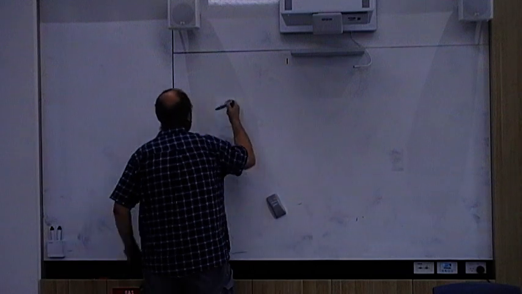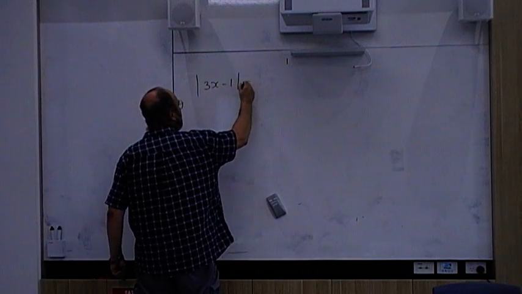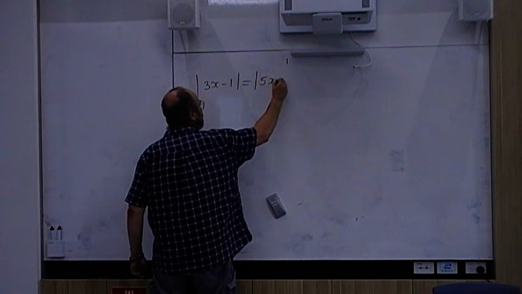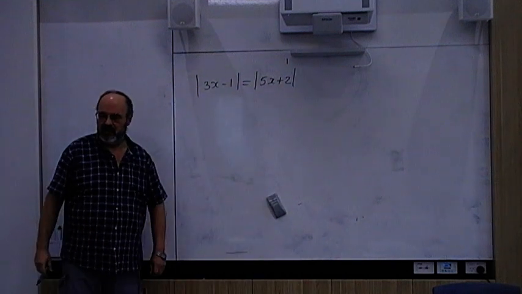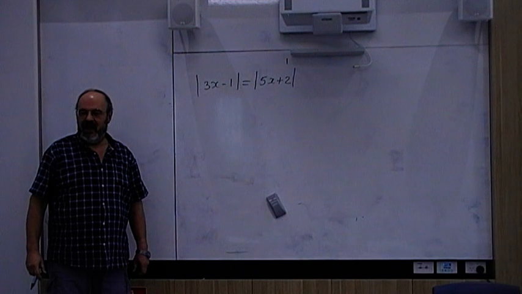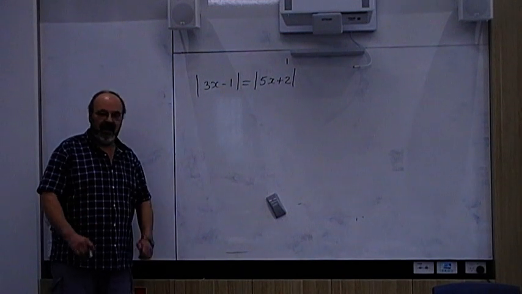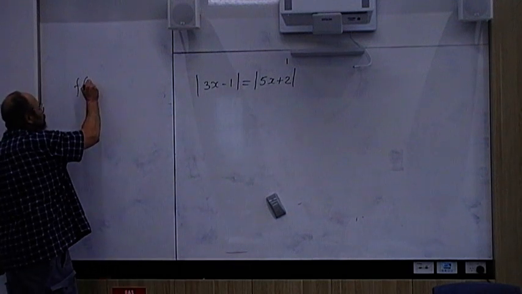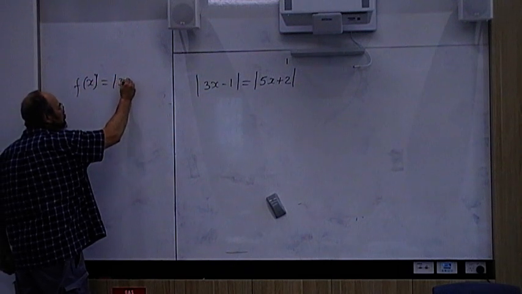If we have modulus 3x minus 1 equal 5x plus 2. Equal 5x plus 2. Okay. Now, before doing that, let's step aside and see how we graph the function f of x equal modulus 3x minus 1.